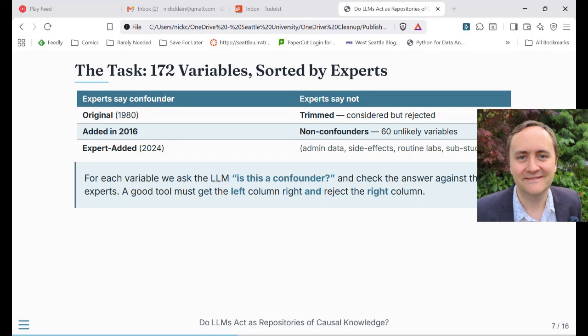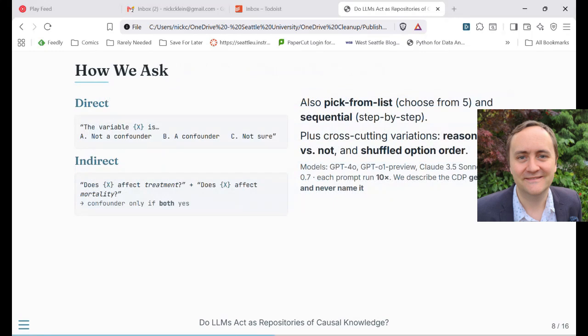For each of these variables, we ask the large language model, basically, is this a confounder? We check the answer against the experts. What we want it to be able to say is that all the variables in the left column are confounders, and all the ones in the right column are not confounders. That would be success here. We have a bunch of different prompting methods. I'm not going to go super into it. These are just excerpts from the prompts. These are not the entire prompts themselves, don't worry.